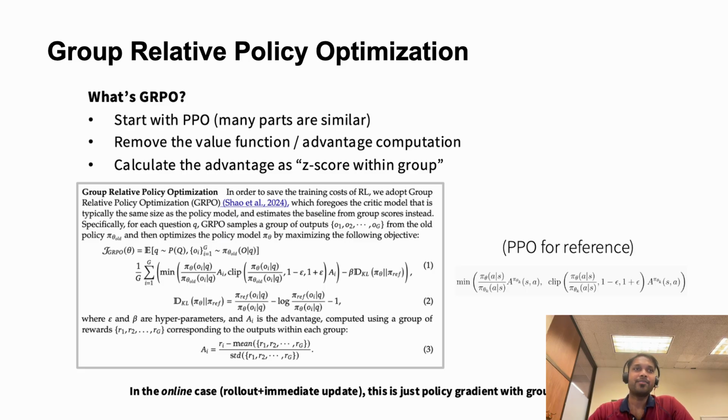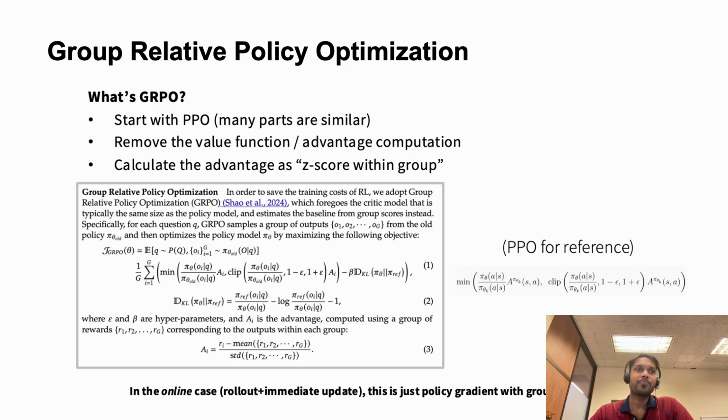Instead, they define the advantage through group reward. Here the advantage for a response i is the reward obtained by response i minus the average reward received across all the responses in a particular group, and we'll define what that group is, divided by the standard deviation of that group. So the advantage for a response i is like the z-score of the reward estimate.